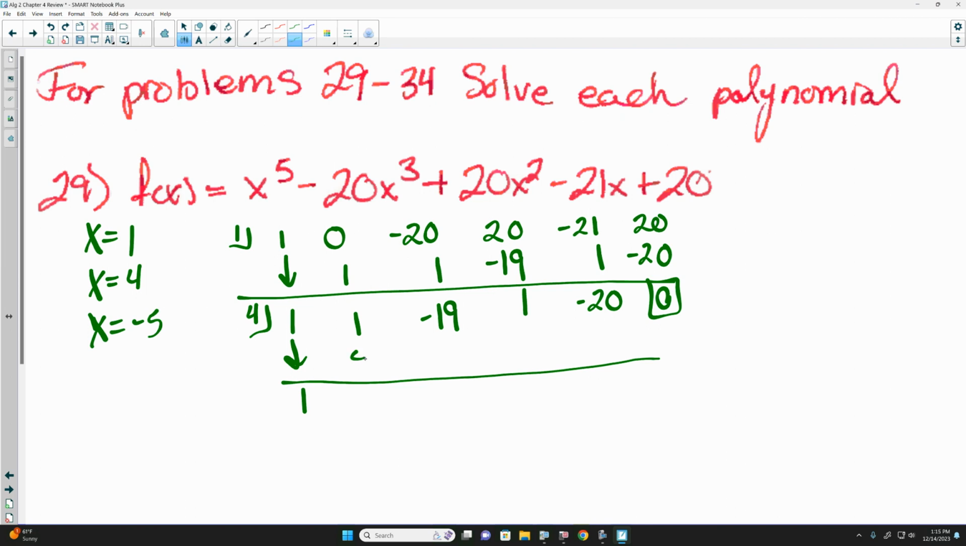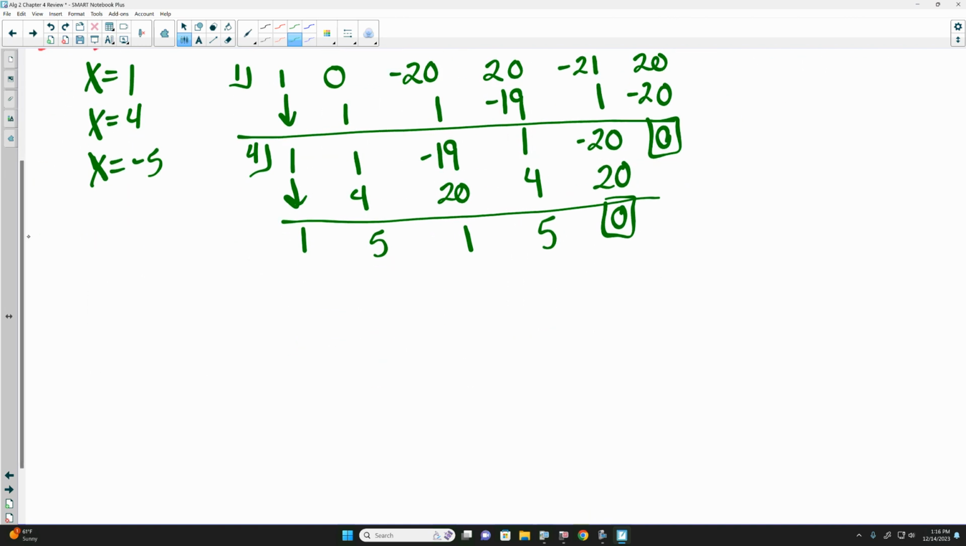4 times 1 is 4. 1 plus 4 is 5. 4 times 5 is 20, negative 19 plus 20 is 1. 4 times 1 is 4, plus 1, 4 times 5 is 20, and negative 20 plus 20 is 0. And when doing this here with solving, we should always expect the remainder to be 0 because each one of these is a solution. And if it is a solution, if it is a factor, the remainder is 0.